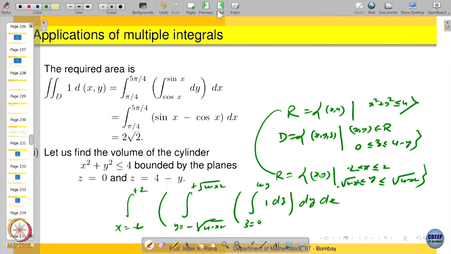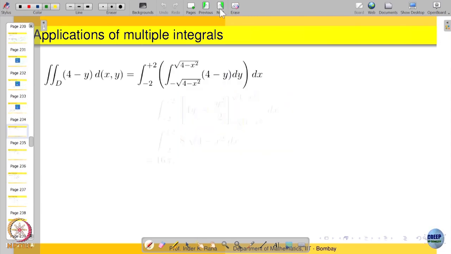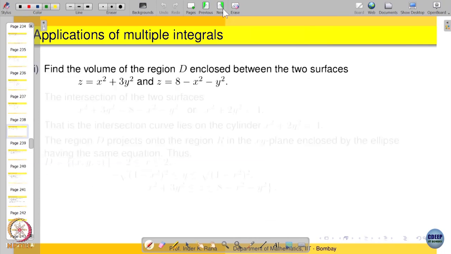Right. So that is what it looks like. So let us integrate, dy or dx, whichever way you want to write. Okay. Let us do one more.